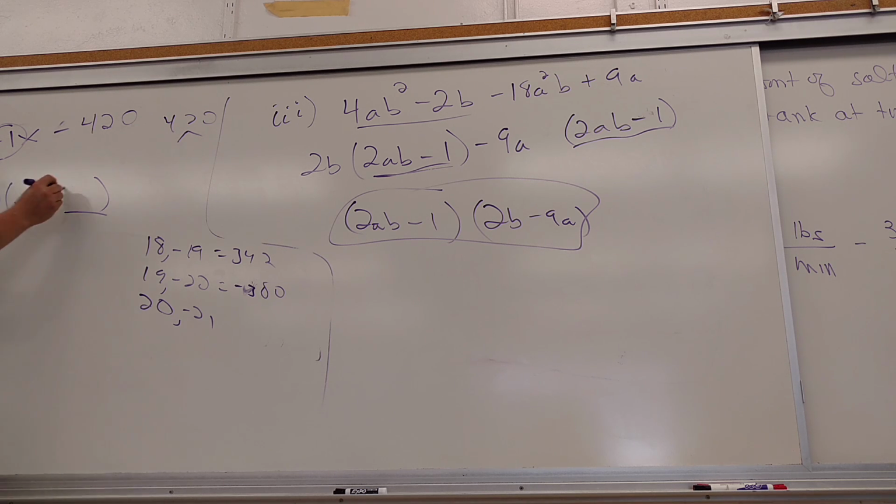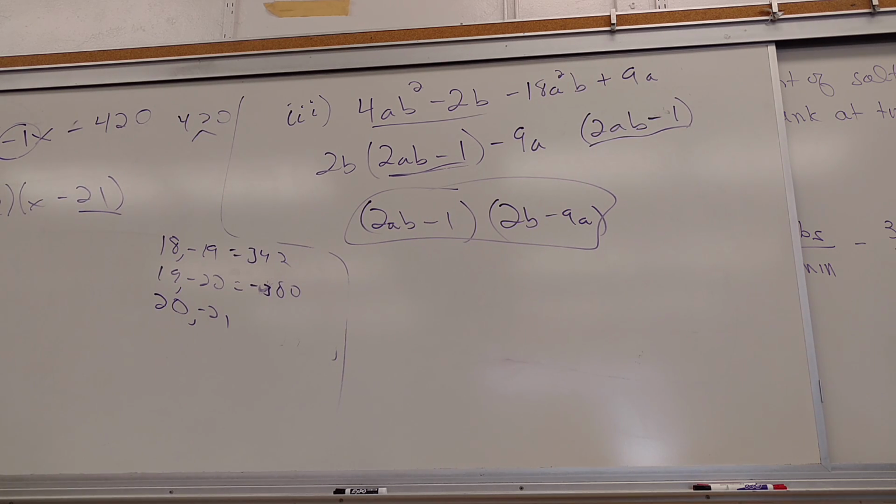X plus 20? X plus 21. Bam! So when there's a 1 out front, it is easy. You don't have to break up the middle term because x and x makes x squared. That's the only way to do it. So then the only thing you don't know are the numbers that go here, and now I do.